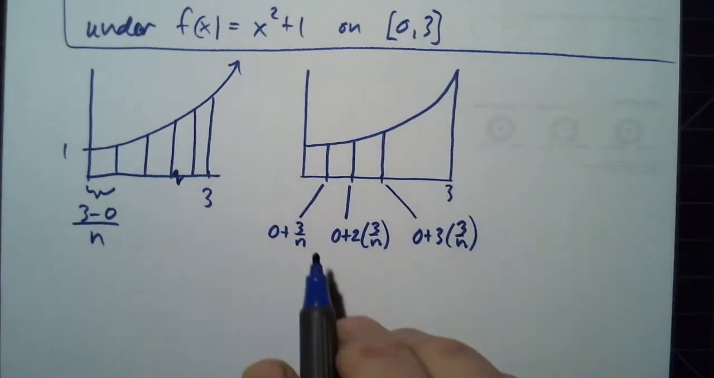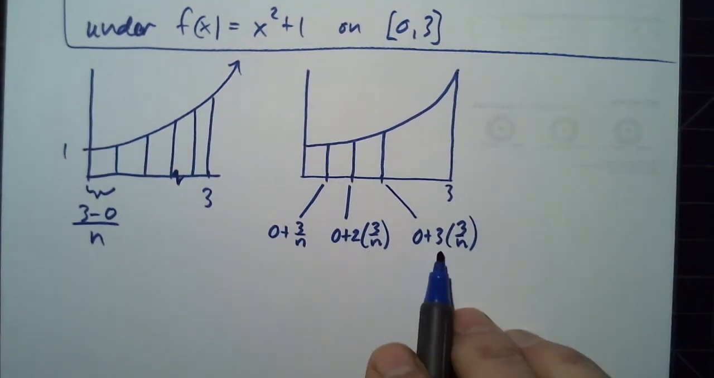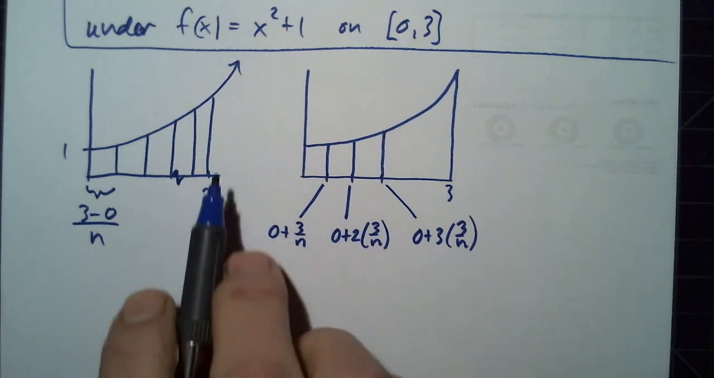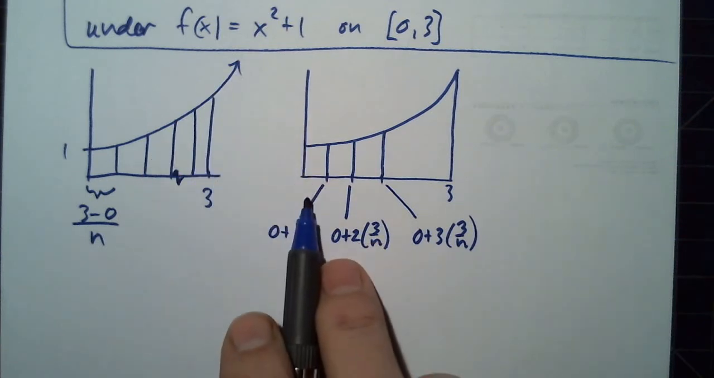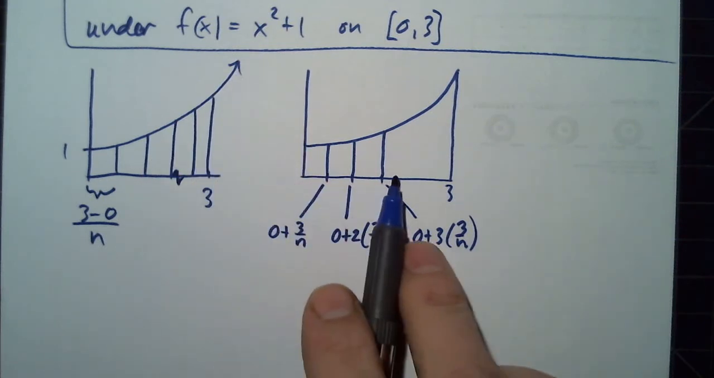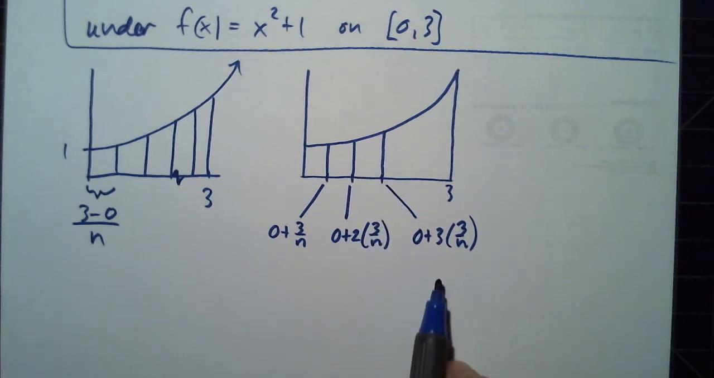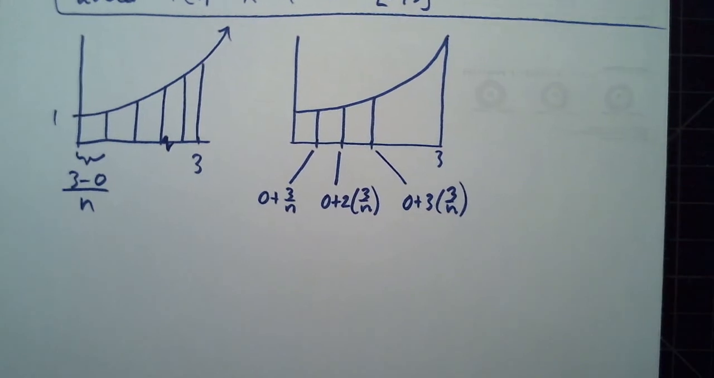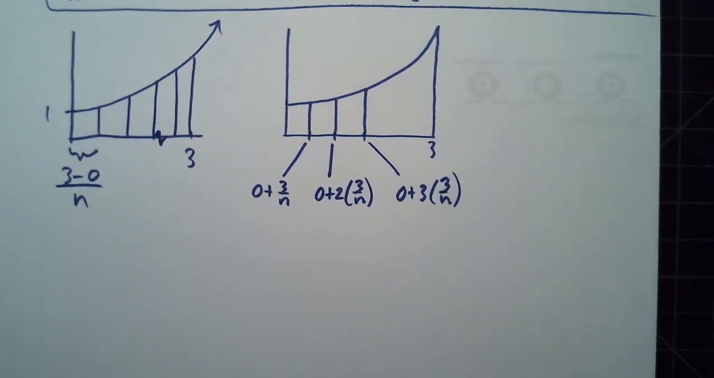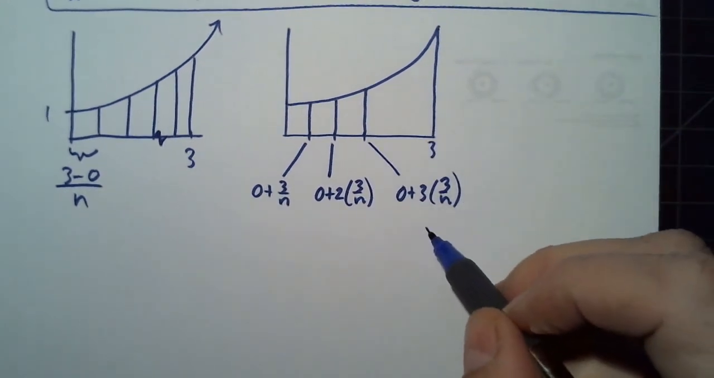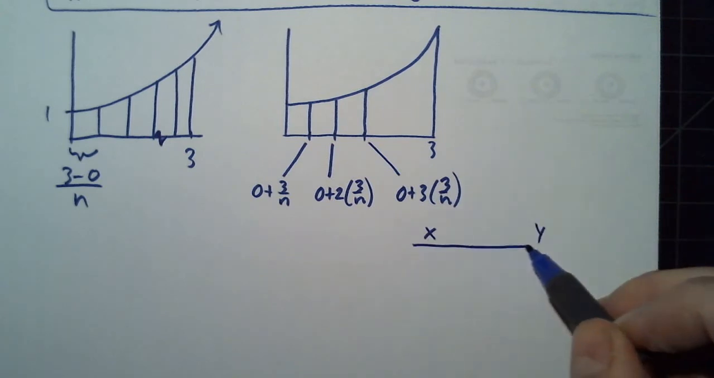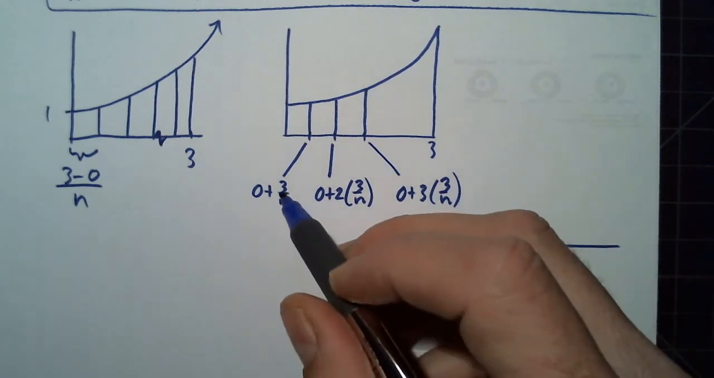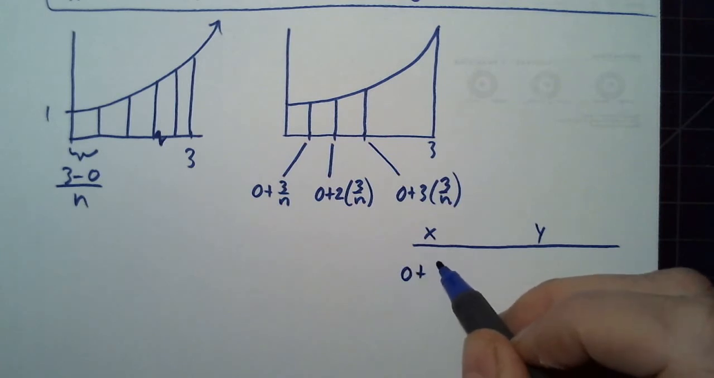If we know all the x values, if we represent all the x values, then we can find all the y values, and then we can find area represented in terms of n. So now let's look at x values and y values. So we have x, y. We've already started looking at the x values.